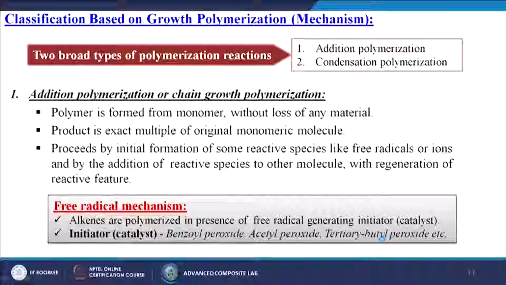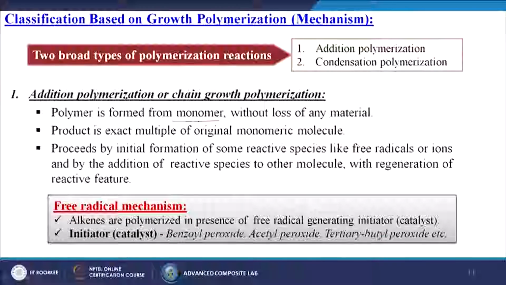Next we are going to discuss the classification based on growth polymerization mechanisms. So, there are two types of polymerization reactions generally taking place. First one is called addition polymerization, second one is called condensation polymerization. What is addition polymerization? Sometimes it is also known as chain growth polymerization. In this particular case, polymer is formed from monomer without loss of any material. Product is an exact multiple of the original monomeric molecules.